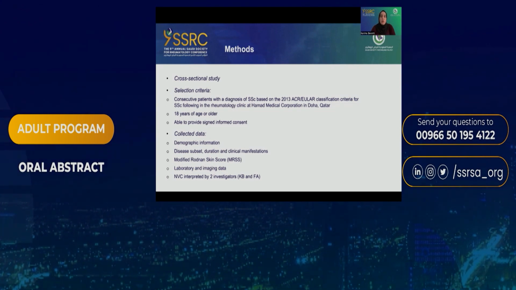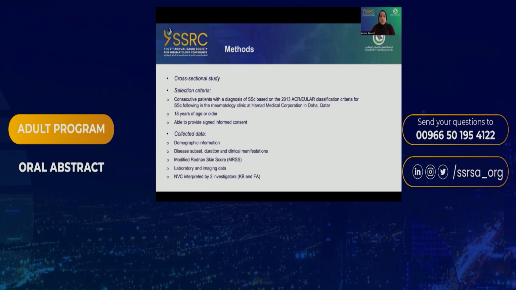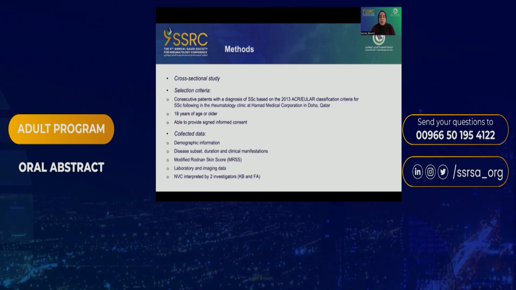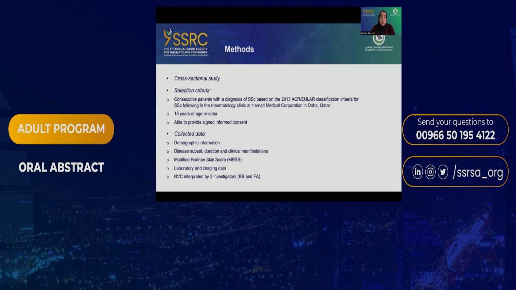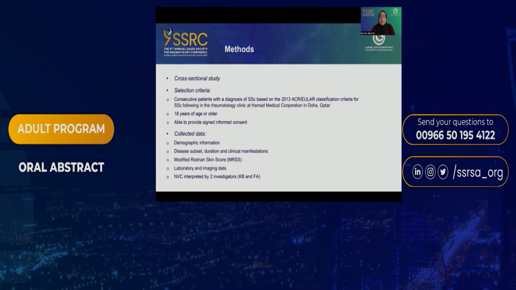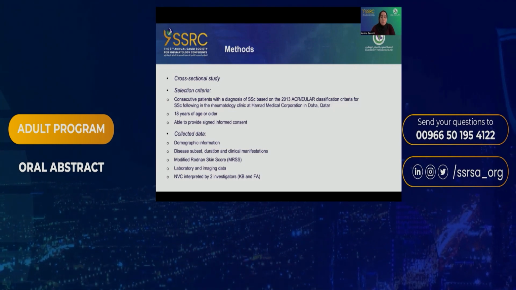We collected data on their demographic information, disease-specific information, including subsets, duration, clinical manifestation, their modified Rodnan skin score, lab and imaging data from a thorough electronic medical record review.